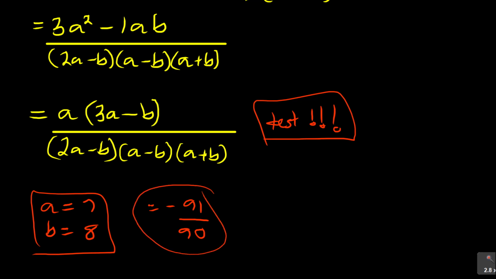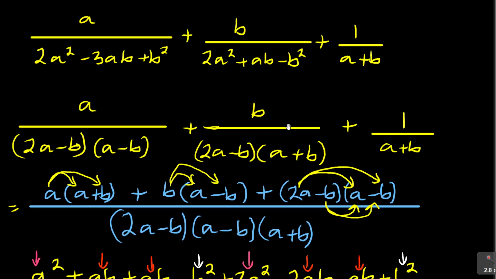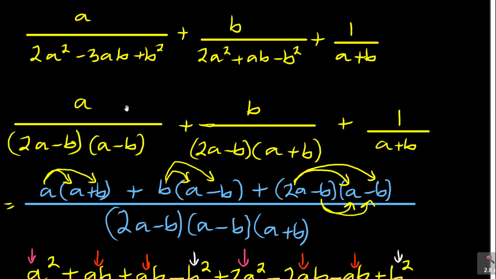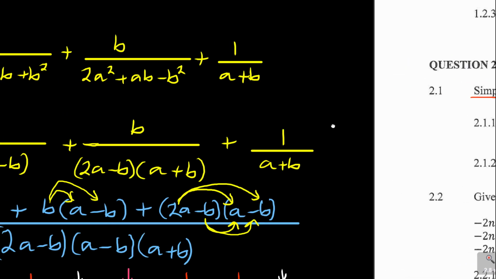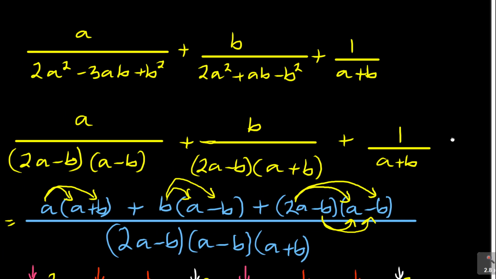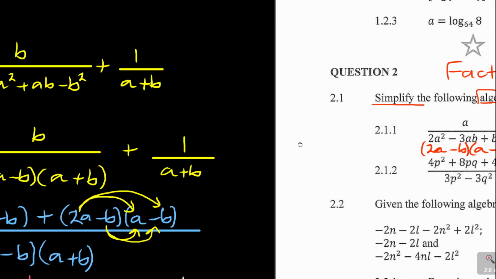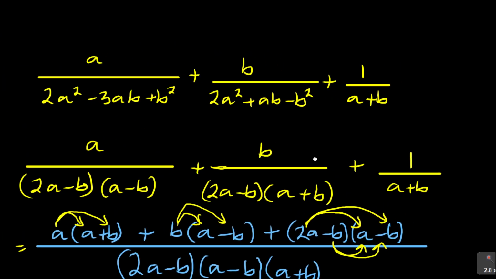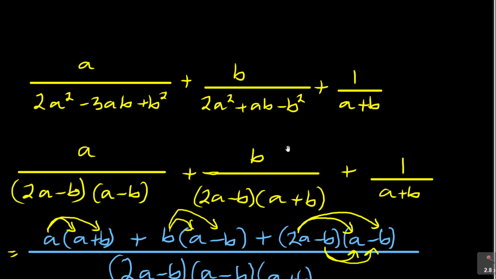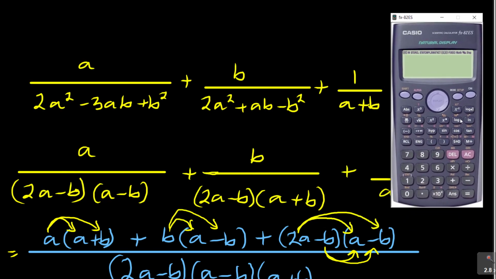I'm looking for that in my original. This is my original, just to check that I did write it right. But this is what I have: 2a squared minus 3ab plus b squared, and 2a minus b, a minus b, 2a minus b, a plus b. Alright, that is fine. Let's take the calculator again, and with the calculator, I'm going to work it out. The same thing. a is 7, b is 8.